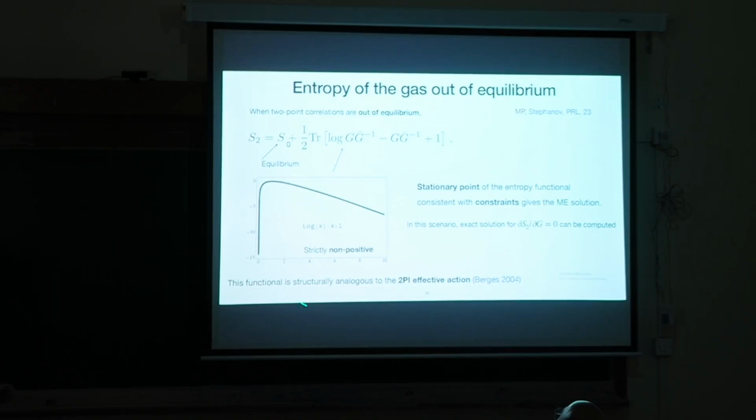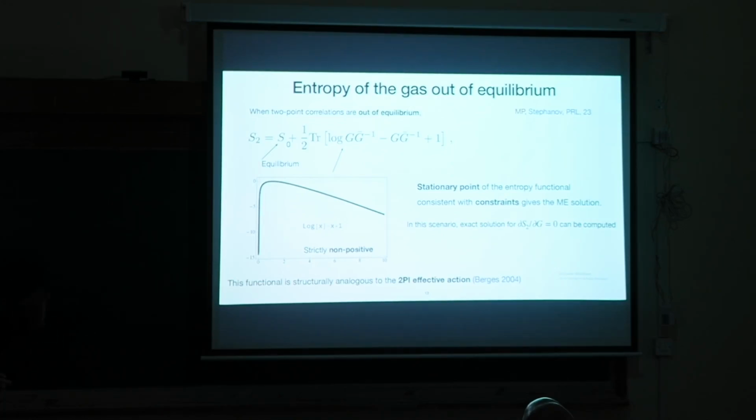This function is structurally analogous to the two-particle irreducible effective action, which is commonly used in quantum field theory. So we call this the two-particle irreducible entropy because it has the same form. Here S0 is the thermodynamic, equilibrium entropy, and if you plot this function, you can convince yourself that the difference is strictly non-positive, meaning that S2 is always less than or equal to S0.